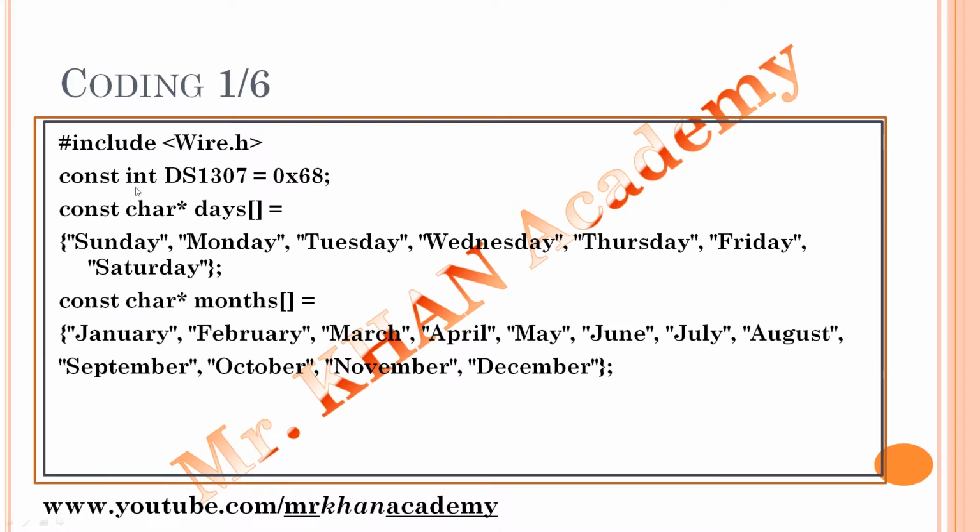Then, as a constant integer data type, the variable name is DS1307, the same name, and under that I store that address. After that I made two arrays, days and month. In days I store the values Sunday, Monday, Tuesday, all 7 days, and in month all 12 months are stored. This is the first part, in which I define the header file, address and data types.